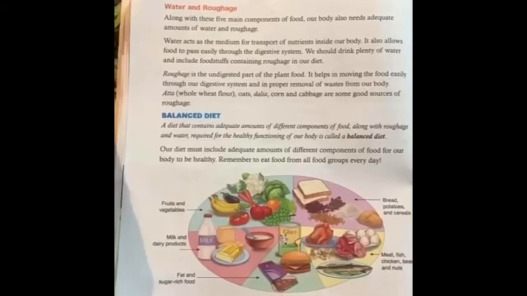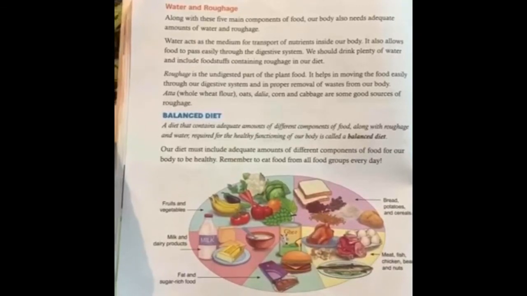Now, what is roughage? Roughage is the undigested part of the plant food. It helps in moving the food easily through our digestive system and in proper removal of wastes from our body. Atta, that is whole wheat flour, oats, dalia, corn, cabbage are some good sources of roughage.